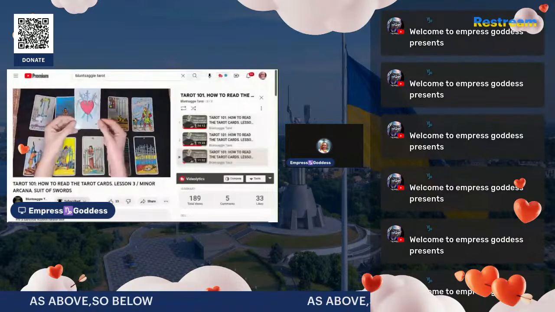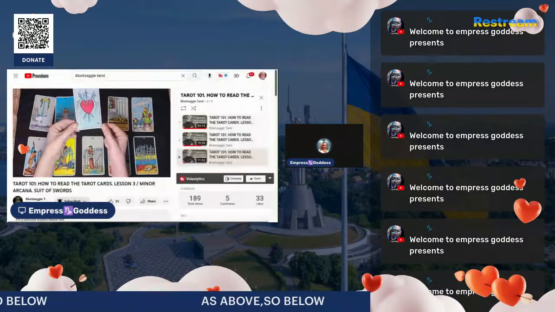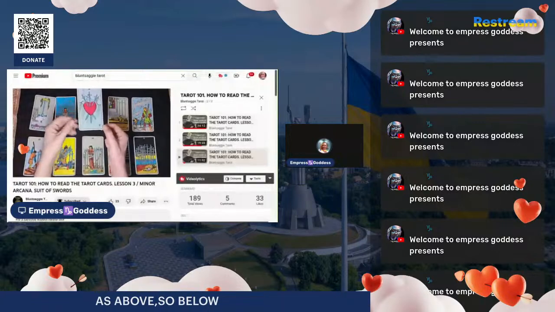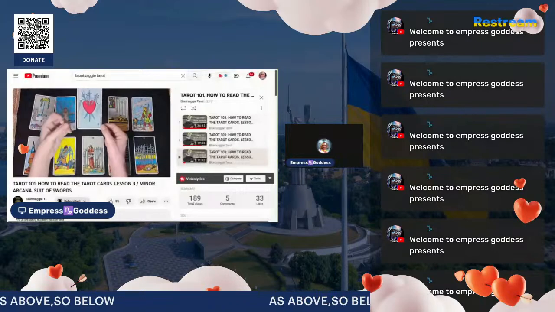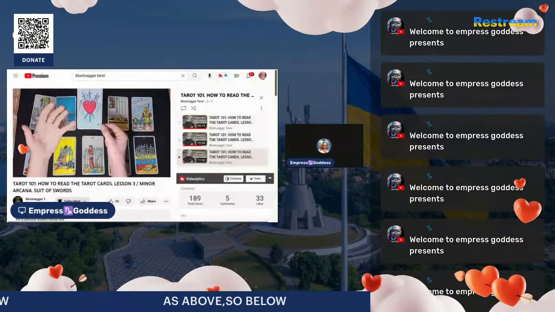Now, the Three of Swords is exactly how it looks. Heartache, sorrow, heartbreak. Somebody betrayed you. Somebody stabbed you in the back. Somebody hurt you. There's a lot of emotions here. There's a lot of sadness here.